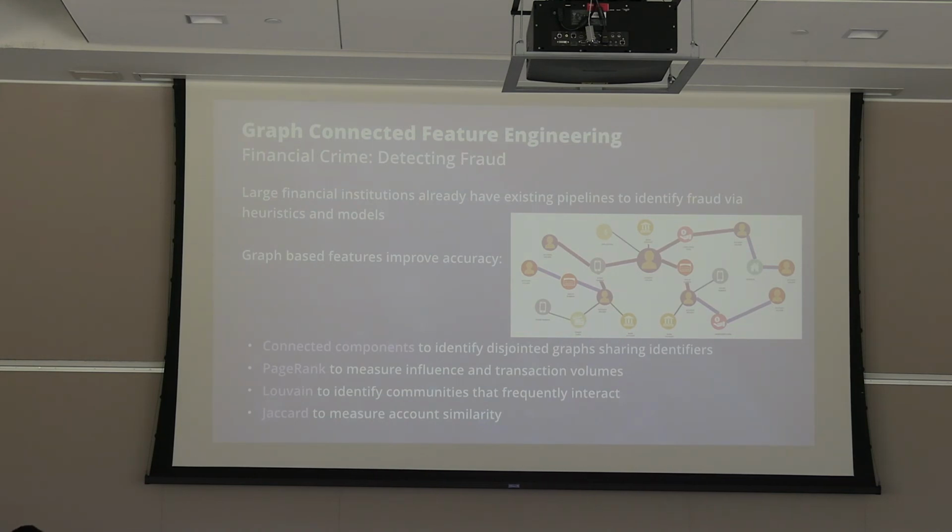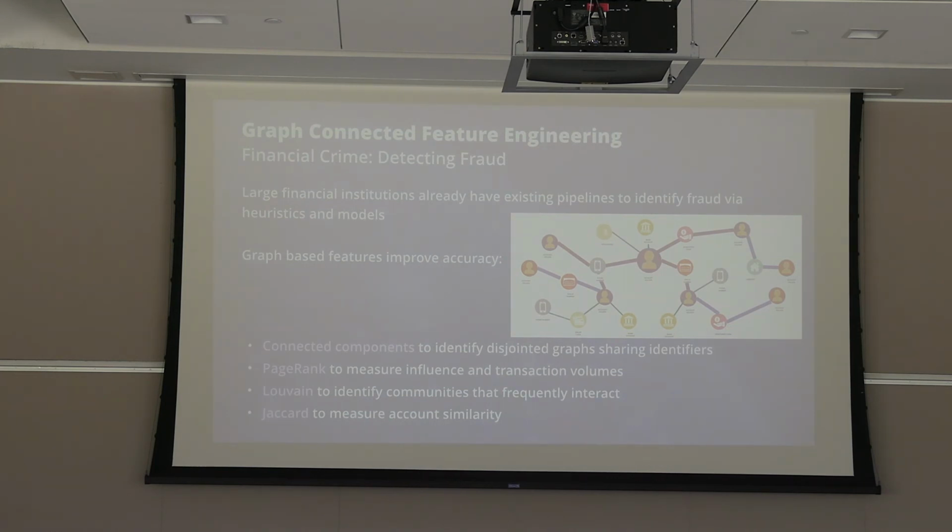That's kind of segmented, that's unusual behavior. PageRank, looking at influence and transaction volumes. If you have a ton of transactions moving through a single user or a couple of different accounts, that might be suspicious and something that's abnormal. Louvain, looking at communities that frequently interact. So if you know you have a fraudulent user and they really interact quite a bit with a couple other users, that might be a fraud ring then.